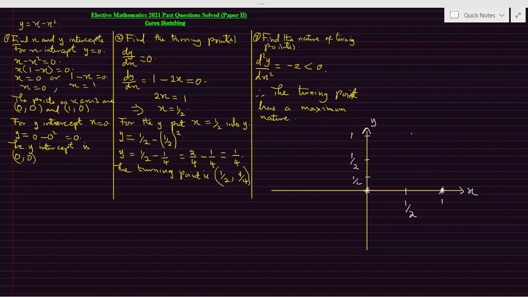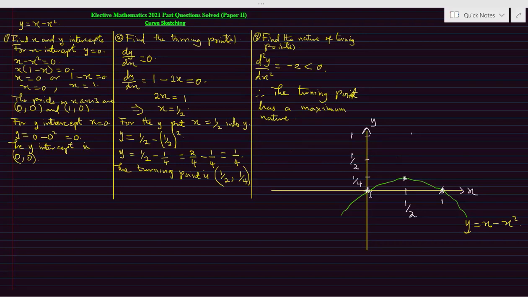Now let's look at the turning point. Turning point is at half, 1/4, so half, 1/4 is somewhere here. So our graph is going to go this way. In fact, it's not drawn to scale. So that is the curve y equals x minus x squared.